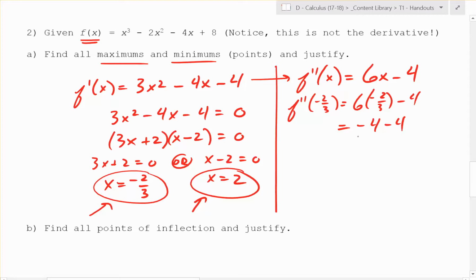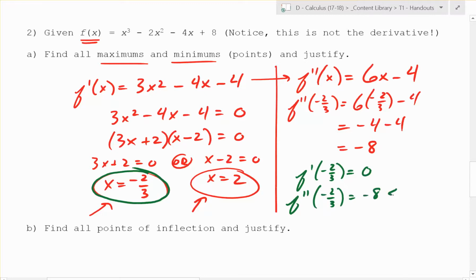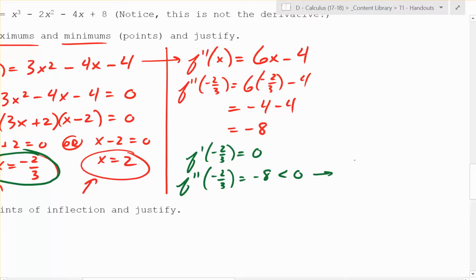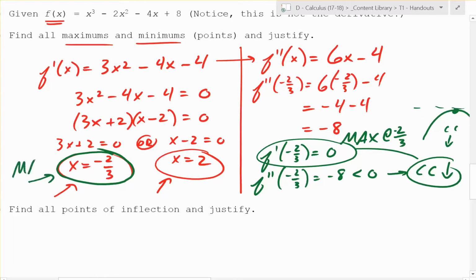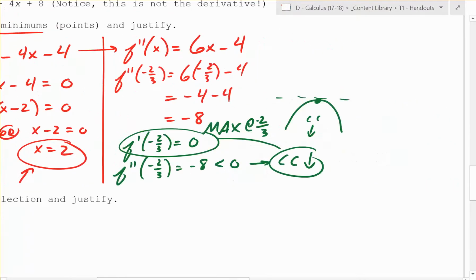Now we need to take these two values and plug them in. If you plug in negative 2/3, you end up with negative 4 minus 4, which is negative 8. So what does that tell us? It tells us that f prime of negative 2/3 is 0, and f double prime of negative 2/3 is negative 8, which is less than 0. A negative second derivative means concave down. So if the derivative is 0 and it's concave down, you have a point that looks like this. This means we have a max at negative 2/3, because it's concave down and the derivative is 0 there.